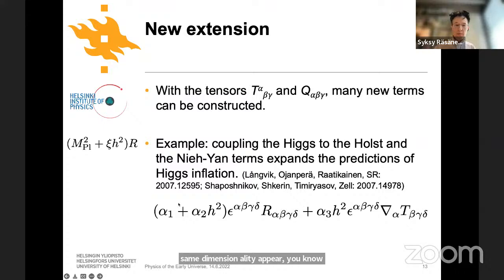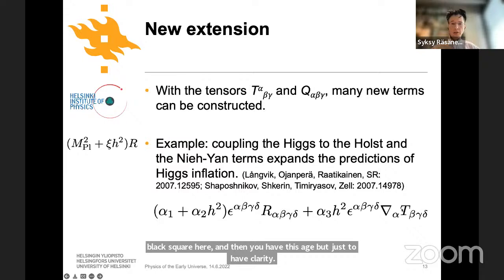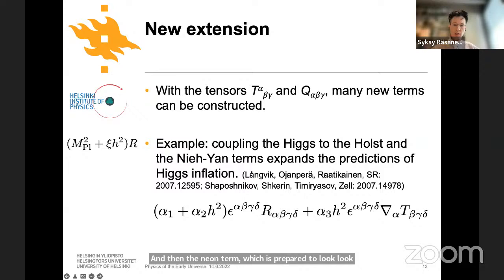And so you couple it to a constant, just like the M Planck squared here, and then you have this H squared term, just to have psi H squared here. And then the Nieh-Yan term, which appears in loop quantum gravity: you take the torsion tensor, take the covariant derivative, and again contract with the Levi-Civita tensor, this is dimension two. So again, you multiply it by H squared and you get the dimension four term.